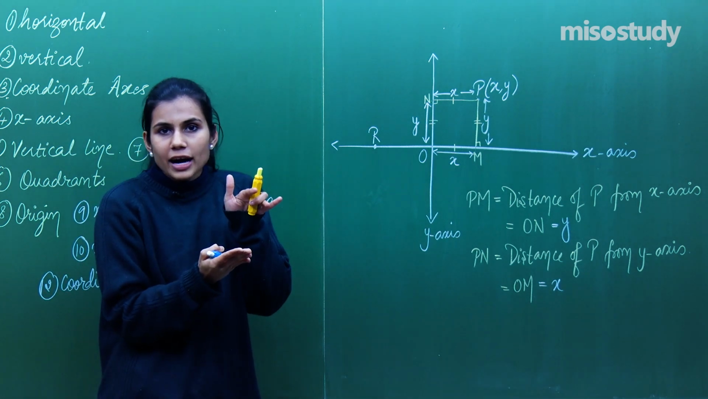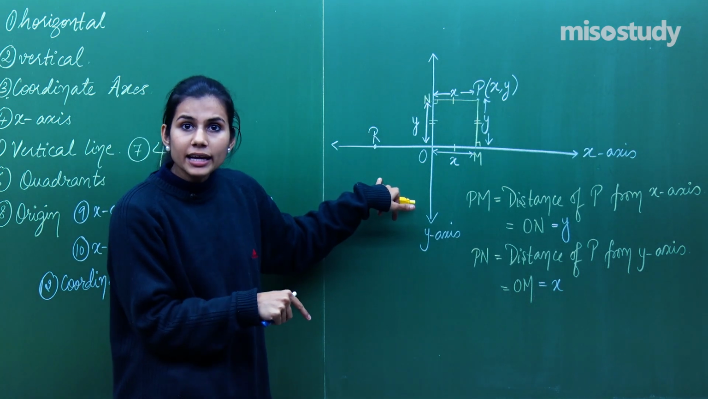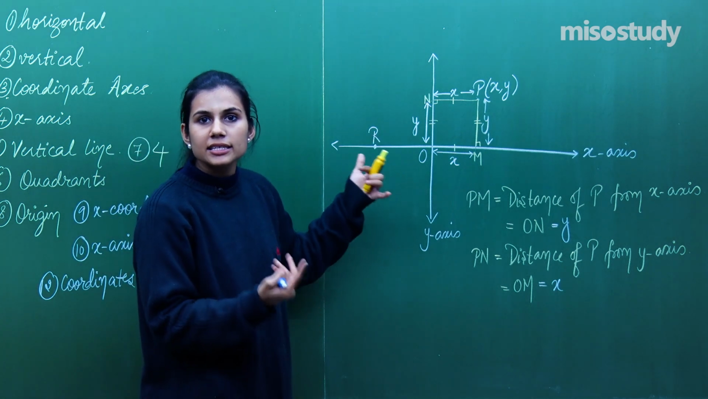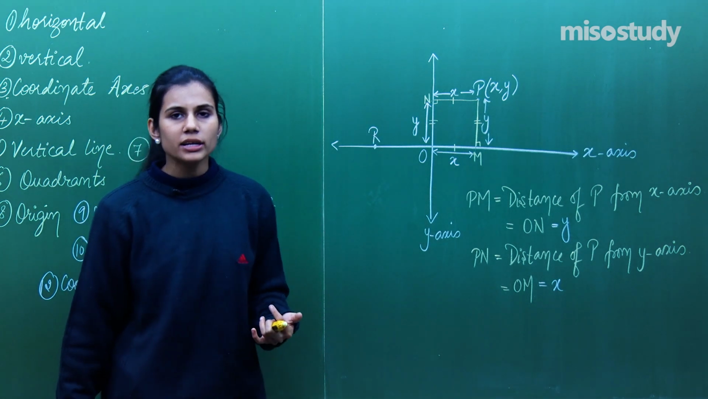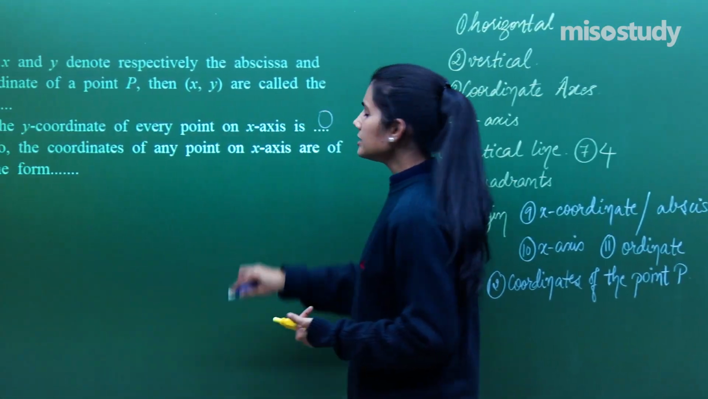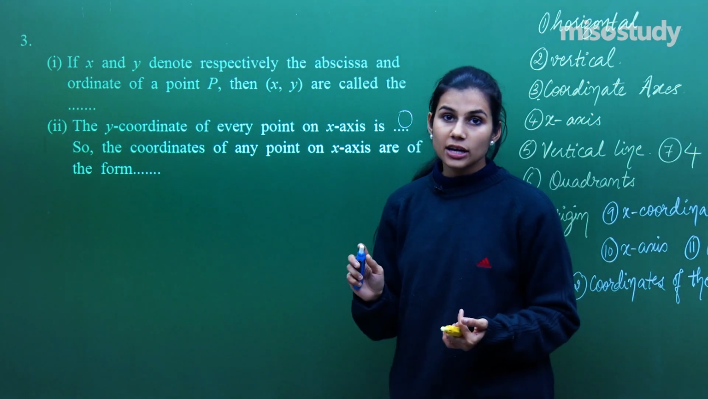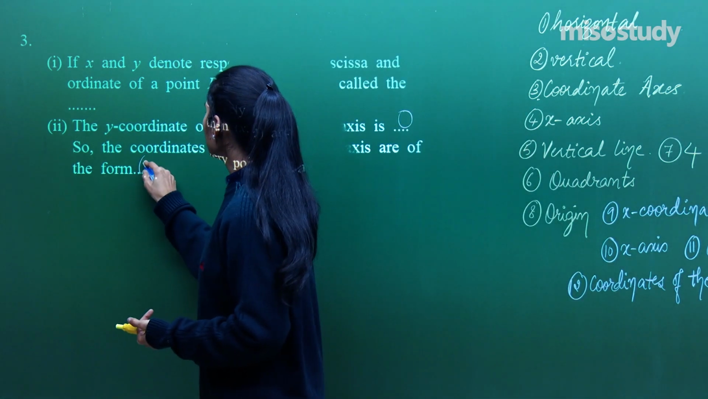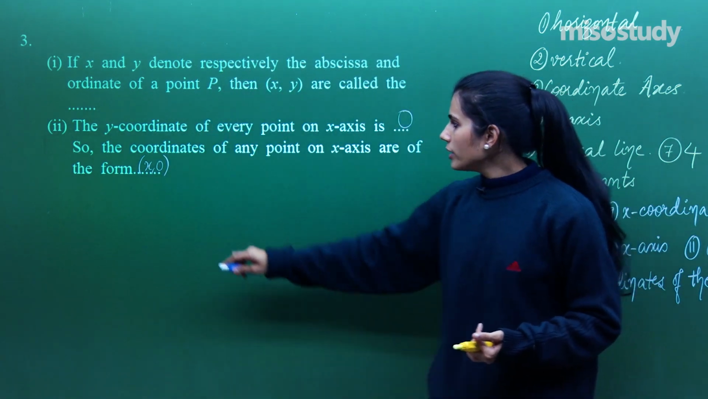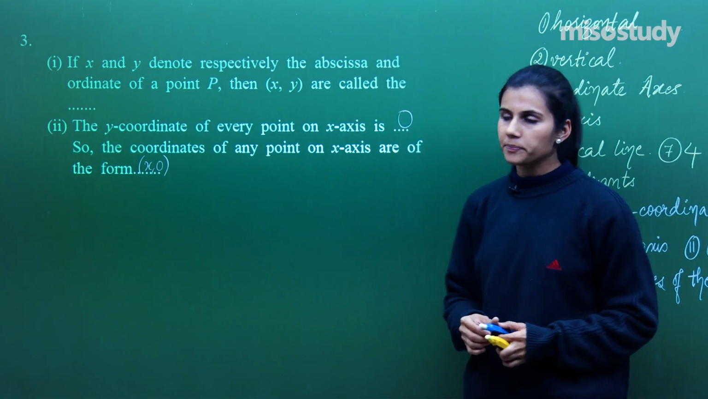They are not at all far from each other. They are actually, the point is lying on the line. So it is just not far from the line. So the distance of the point from this x-axis is 0. That means the y coordinate of any point lying on the x-axis will be 0. The y coordinate of every point on the x-axis is 0, and therefore the coordinates of any point on the x-axis are of the form x comma 0. Some quantity in place of the x coordinate, but y coordinate certainly is going to be 0.